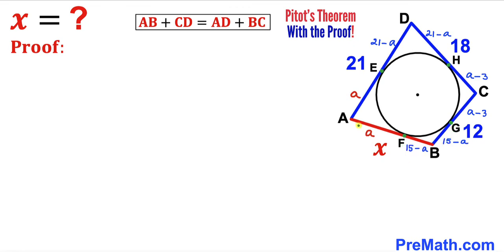And here's our final step. We can see that this X is going to be equal to the sum of these two segments, AF plus this segment FB. So if we add these two segments, a plus (15 minus a), we can see that the negative a and positive a are gone. So when we add these two segments, that is going to give us 15. Thus our X value turns out to be 15 units by using the two tangents theorem.